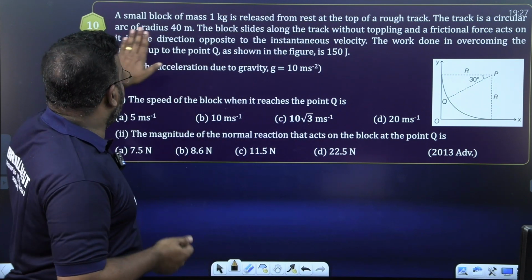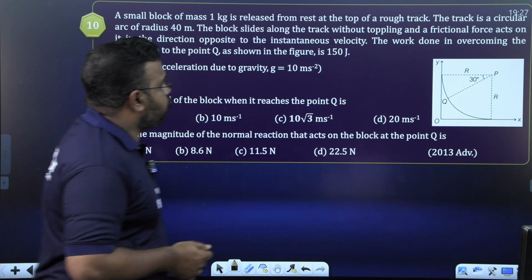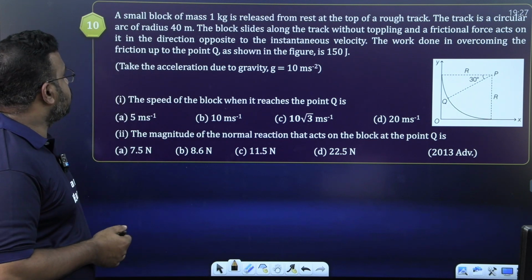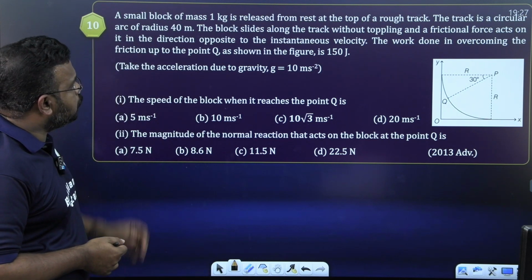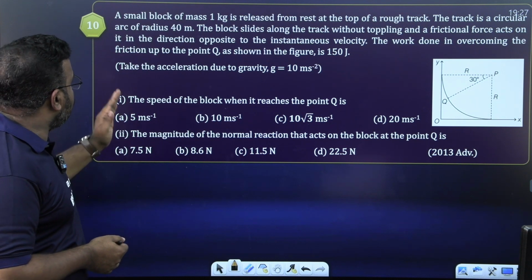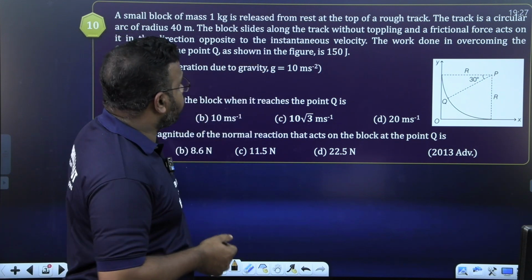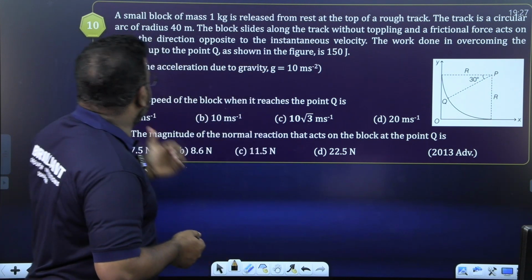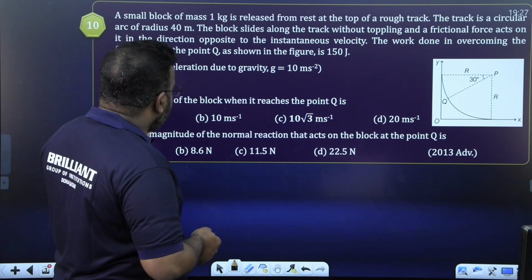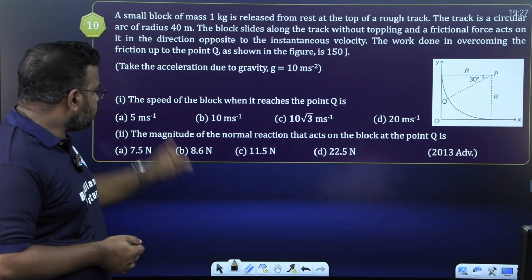A small block of mass 1 kilogram is released from rest at the top of a rough track. The track is a circular arc of radius 40 meters. The block slides along the track without toppling and a frictional force acts on it in the direction opposite to the instantaneous velocity. The work done in overcoming the friction up to the point Q as shown in the figure is 150 joule. And it is given that acceleration due to gravity is equal to 10 meter per second square.